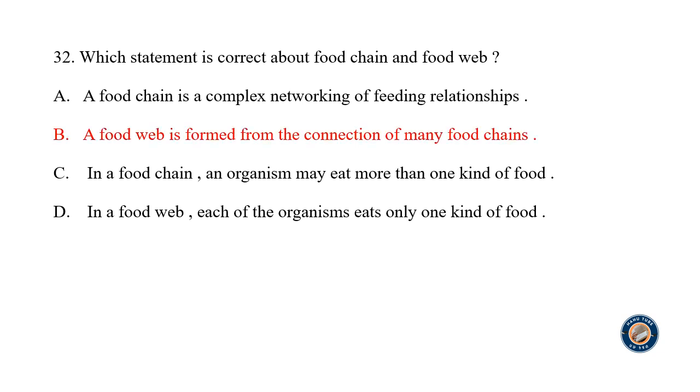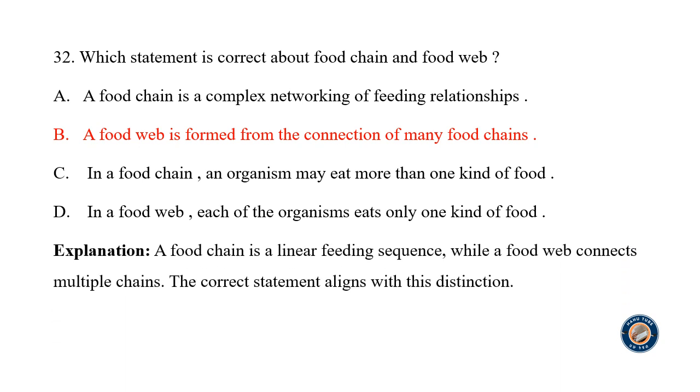The answer is a food web is formed from the connection of many food chains. A food chain is a linear feeding sequence, while a food web connects multiple chains. So the correct statement aligns with this distinction, as mentioned in B.